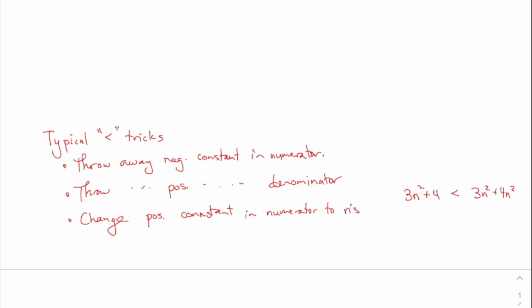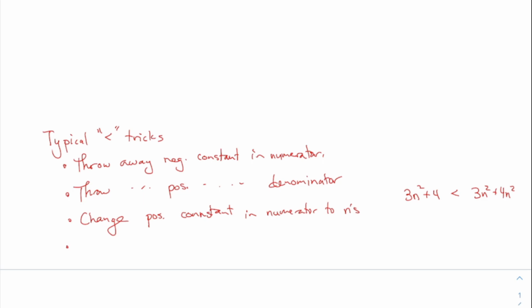This looks a little weird, but first of all, I hope you agree, it's definitely legal because this is definitely bigger than that. I changed the 4 to a 4n squared. What's the point of changing it to a 4n squared? Well, then I can actually combine the terms together and then hopefully cancel something out somewhere else, all right? So you can change a positive constant in the numerator to some power of n, which then you will combine with something else. Or, similarly, in the denominator, if it's negative, you can do this.